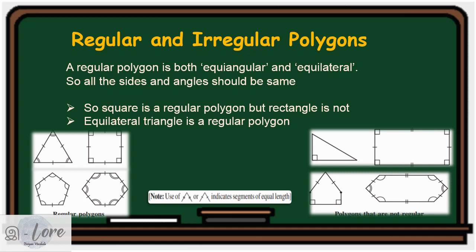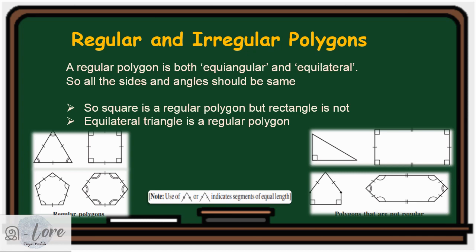The second figure will be a right angle triangle, rectangle and a few more figures. You can take a look, the sides may be of different sizes and the angles may also be different. It's representing the second figure. So these polygons are not regular. A regular figure means all the angles and sides should be equal in measure. So the square is a regular polygon, but a rectangle is not.